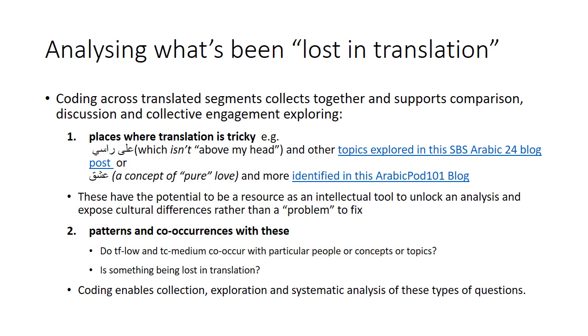And then, having coded these, you can do code co-occurrence queries to look at things like, does translation fit low, or translation confidence medium or high, co-occur with particular people who are doing the coding, or particular concepts, or particular topics? What is being lost in translation? Is there an area where somebody else in the team would be a better person to do the translation because they're more expert in those particular terms? Or is it something to collectively consider? Actually, no, the translation points to something that is changing here.